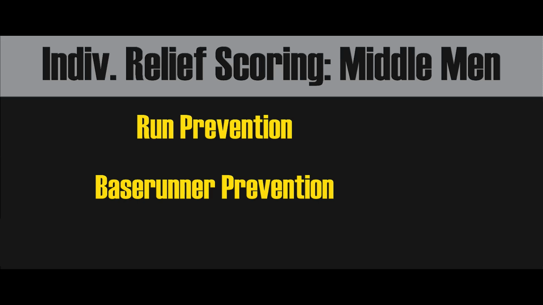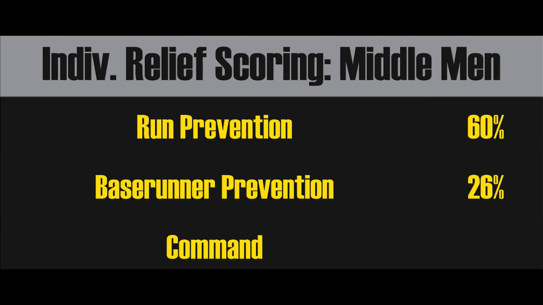They typically don't come into the game in goose egg scenarios, so they're not going to get goose eggs very often, if at all. With that being the case, why on earth would we include that in their score? That would be completely silly. So for middlemen, we use run prevention, base runner prevention, and command, the weights being run prevention 60, base runner prevention 26, and command 14.